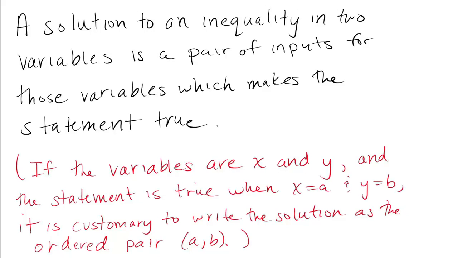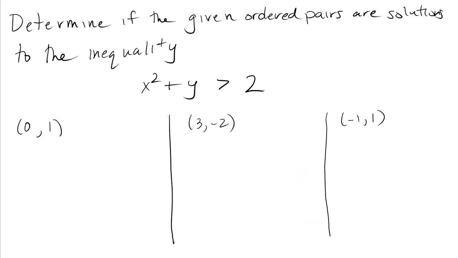To make sure that we have a handle on this definition, let's look at a specific inequality and test some ordered pairs to see if they're solutions. In this example, we're told to determine if the given ordered pairs are solutions to the inequality x squared plus y is greater than 2. The first ordered pair we're going to check is 0, 1. To see if 0, 1 is a solution, we're going to plug 0 in for x, we're going to plug 1 in for y, and we're going to ask if that leads to a true statement or not.